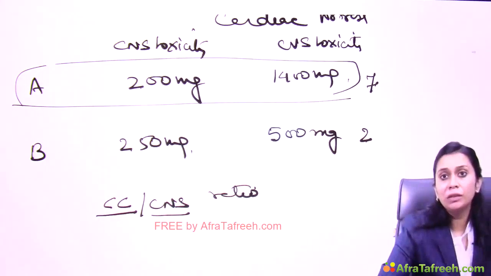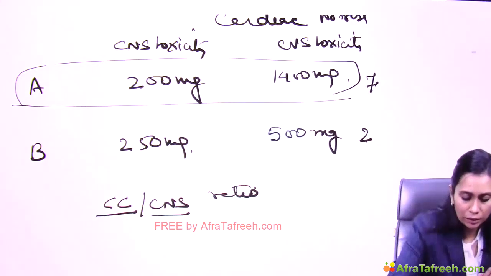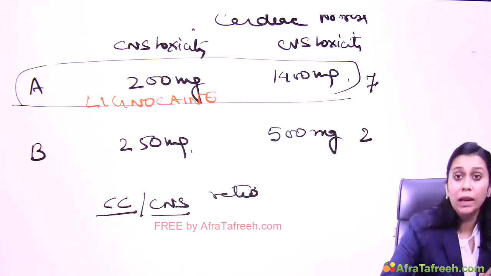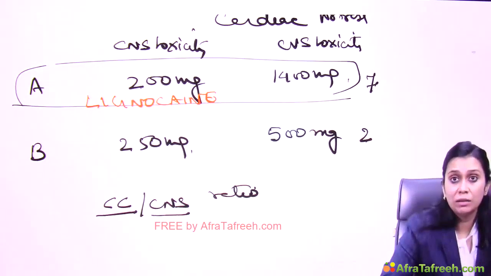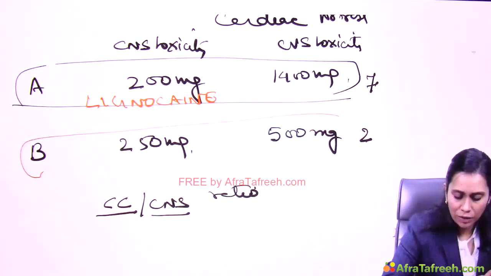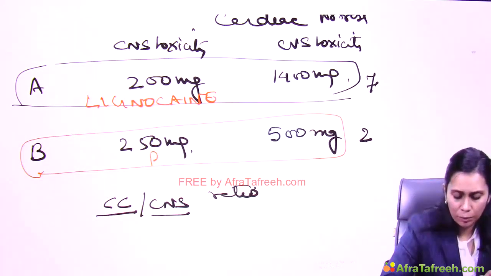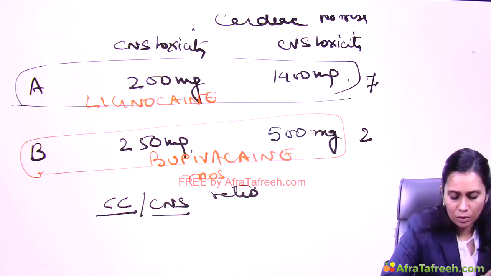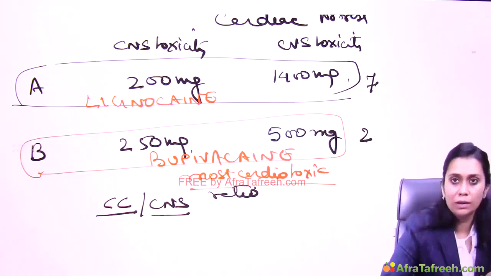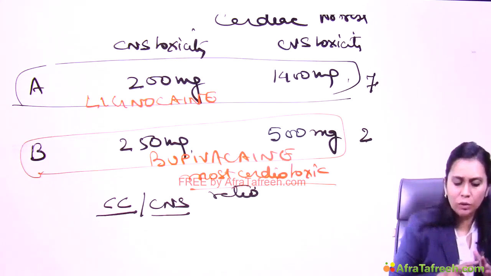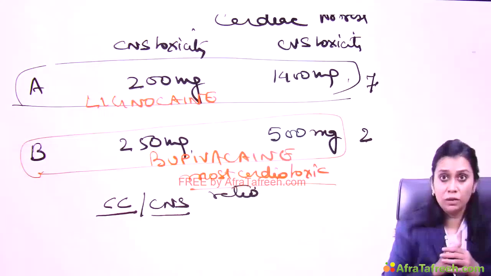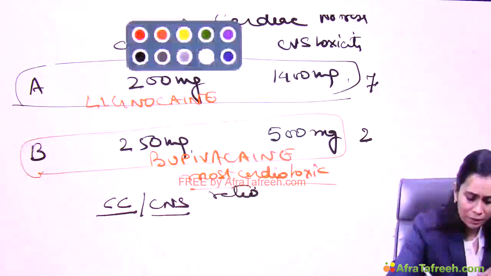And the best drug with the highest CC-CNS ratio is our lignocaine, the safest local anesthetic, the only LA which can be given IV as an antiarrhythmic, right? And the drug with a low CC-CNS ratio is our bupivacaine, which is considered the most cardiotoxic local anesthetic. So bupivacaine, most cardiotoxic; lignocaine, safest. Got my point?